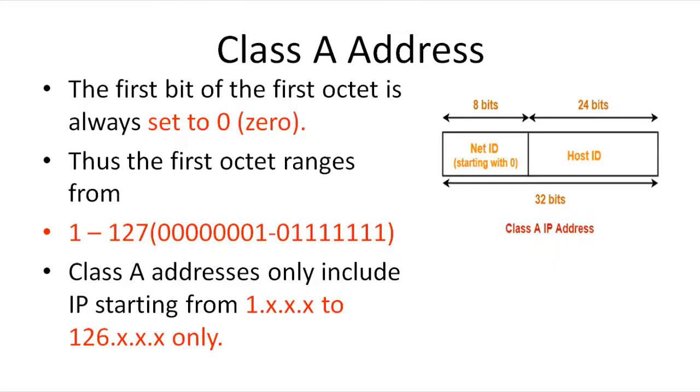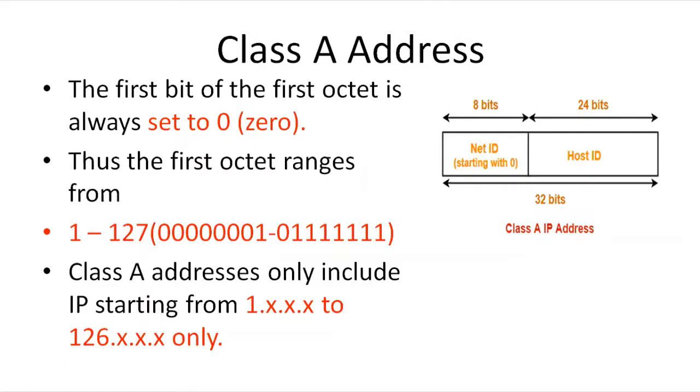The first bit of the first octet is always set to 0. For example, in 192 dot, the value is set to 0. That is a representation of binary format. That means always 1 dot, 2 dot, 3 dot, like that. The addresses appear like this.